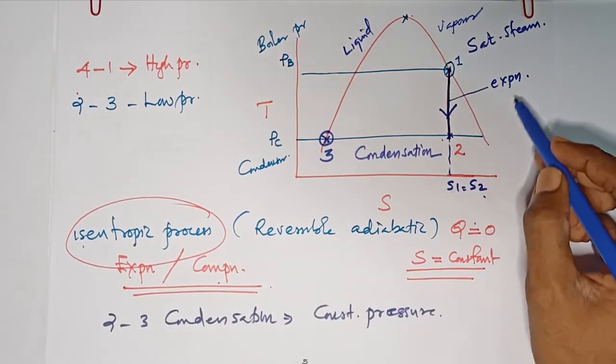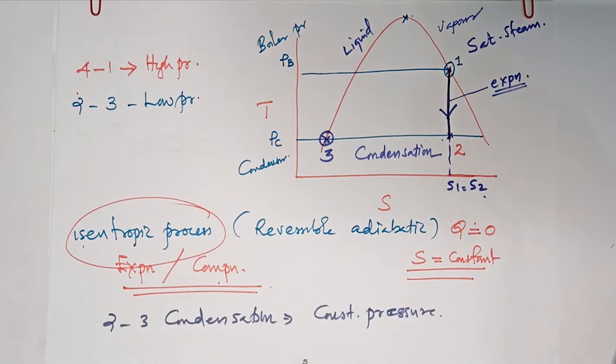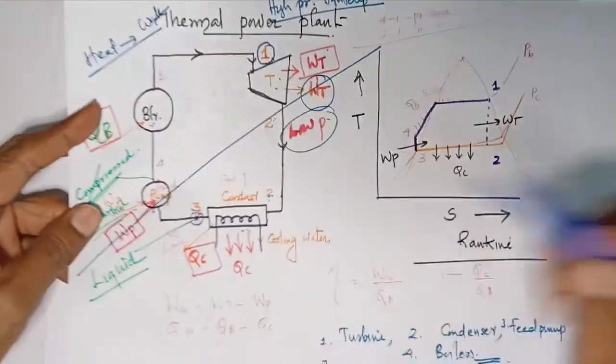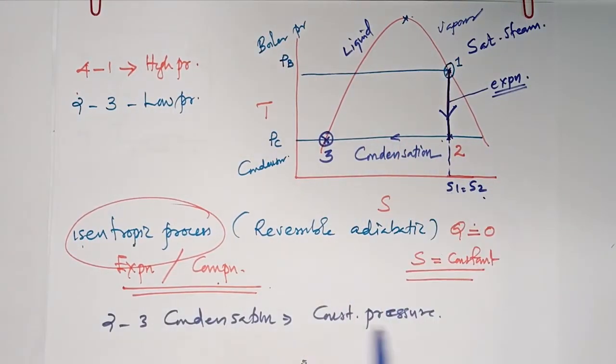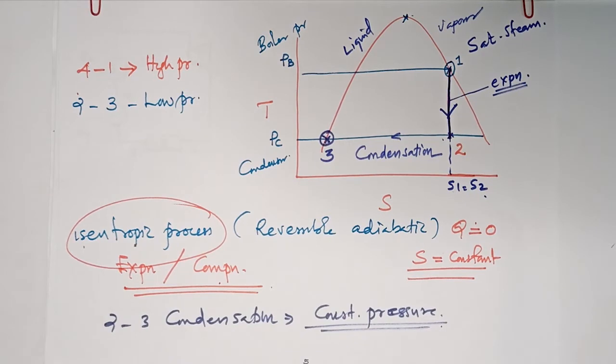So what is 1 to 2? Expansion that happens in turbine. Turbine expansion. This is condensation. Condensation process happens at constant pressure.